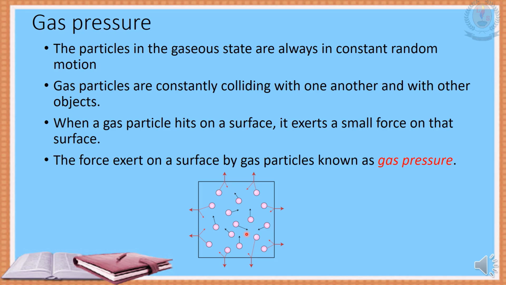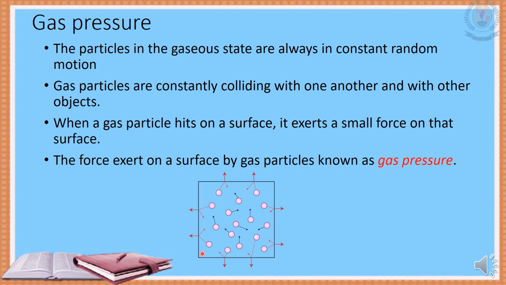These are gaseous particles. You can see here the gas particles are randomly moving. These arrows are showing their movements. There's no particular pattern. They are randomly moving. Constantly they are moving, and when they are moving, they are colliding with each other. Right? So gas particles are constantly colliding with each other. Not only that, the particles are colliding with the surface.